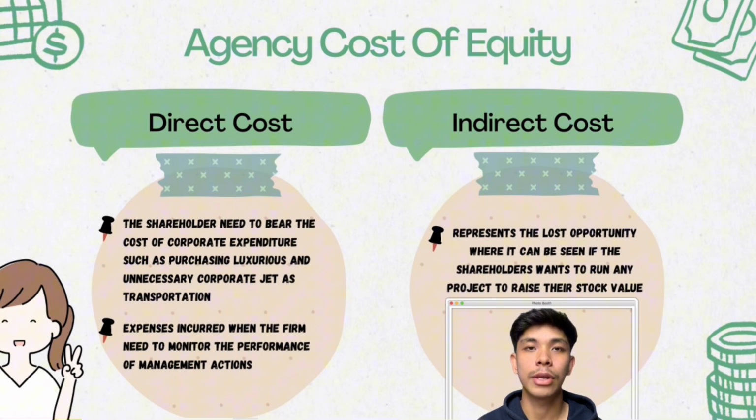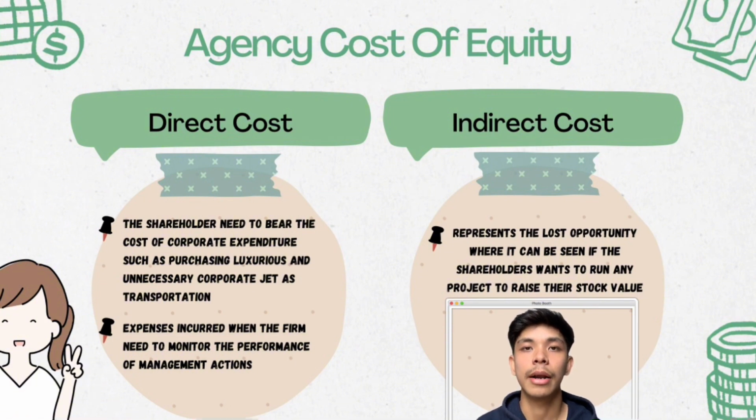The agency cost of equity involves direct and indirect costs. Direct cost is divided into two forms. Firstly, the shareholders need to bear the cost of corporate expenditure, such as purchasing a luxurious and unnecessary corporate jet as transportation that could increase the company's operating cost. The second type of direct agency cost is the expense incurred when the firm needs to monitor the performance of the management's actions, such as paying external auditors to ensure the authenticity of the company's financial statements.